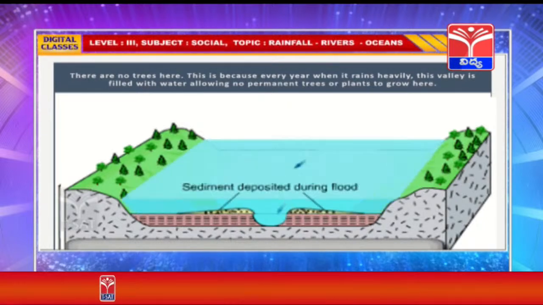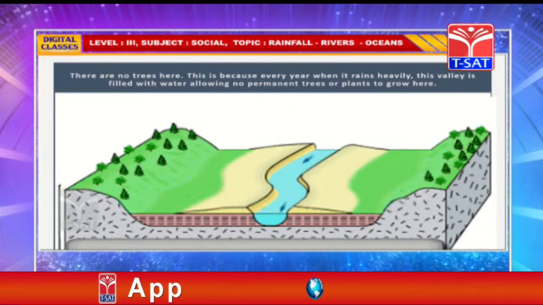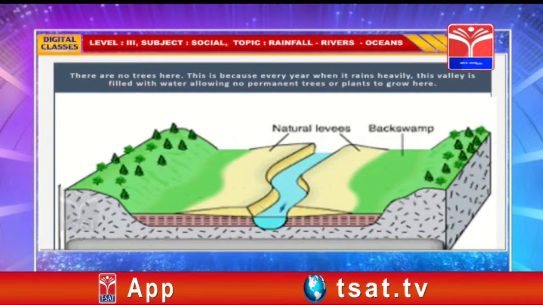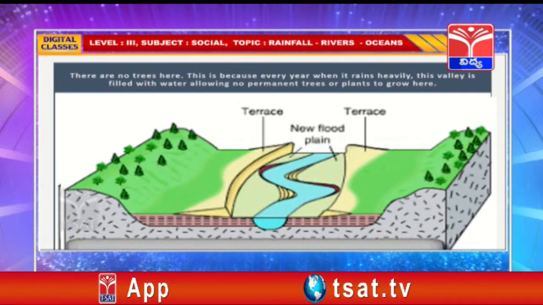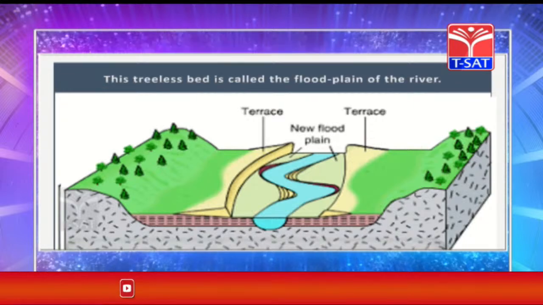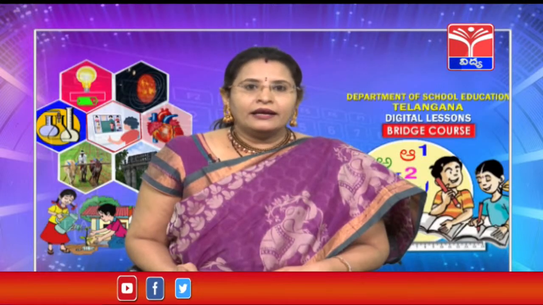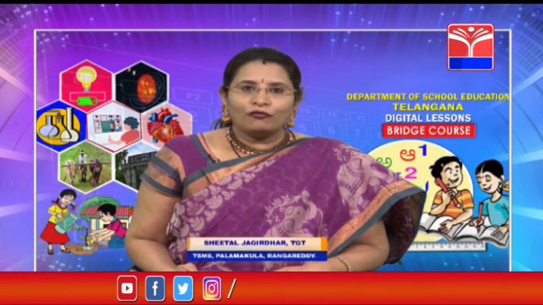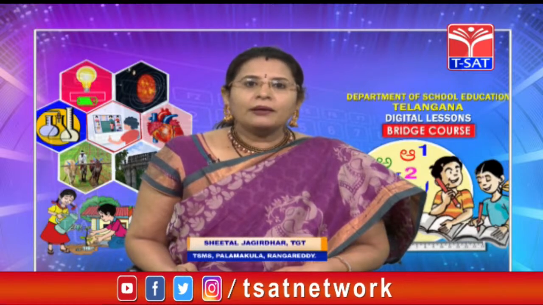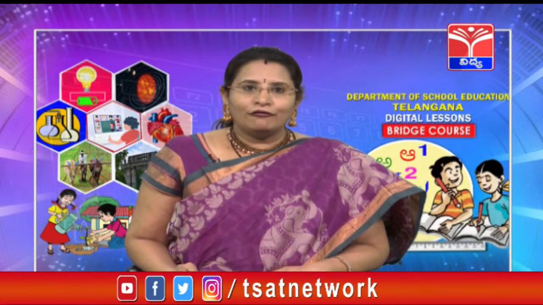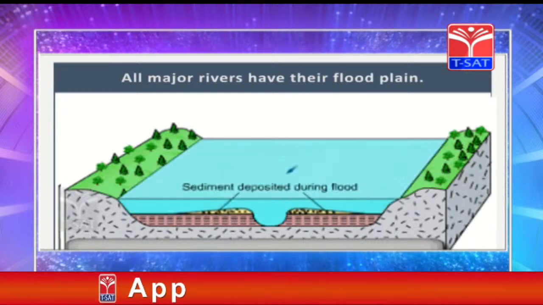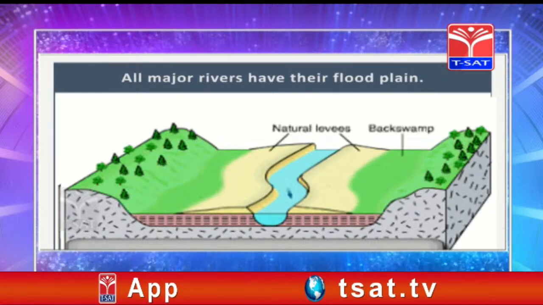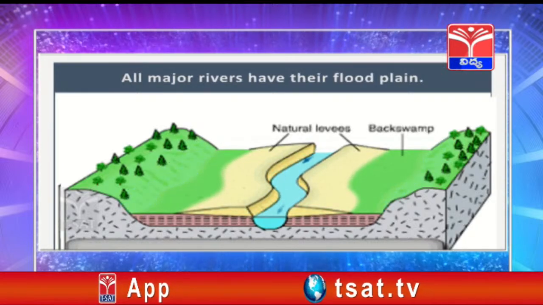This is because every year when it rains heavily, the valley is filled with water, allowing no permanent trees or plants to grow here. And this treeless bed is called the floodplain of the river. All the major rivers have their floodplain. Now this is about the floodplains near the rivers.